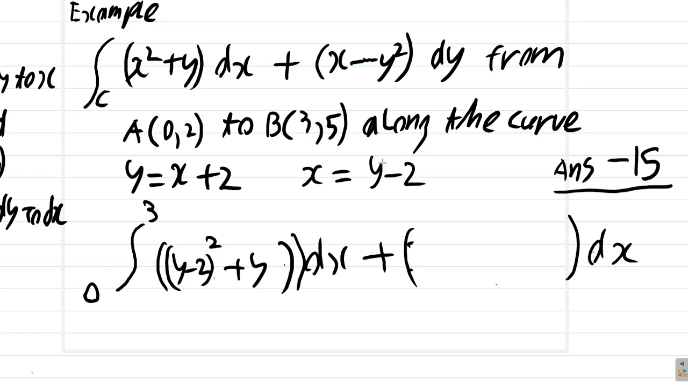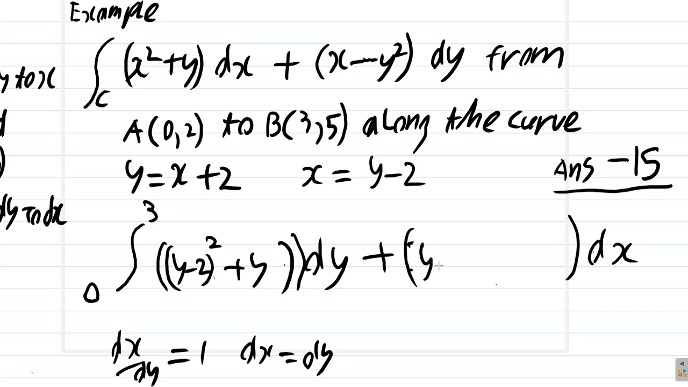Now, if we find out dx by dy here, what we'll get is 1. Just like how we found out dy by dx is 1, dx by dy is 1. So dx is equal to dy, so we can just change the dx to dy. Out here, we have x minus y squared. But x is y minus 2, so we say y minus 2 minus y squared. And then we have the y here.